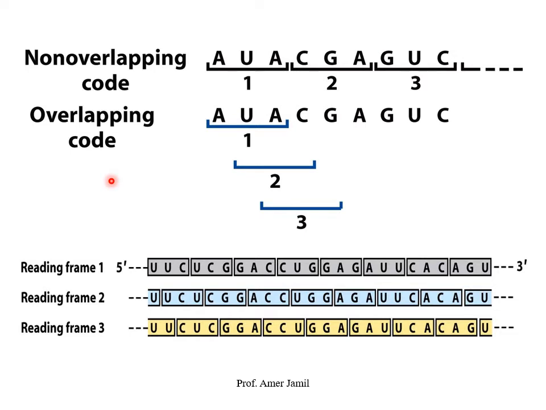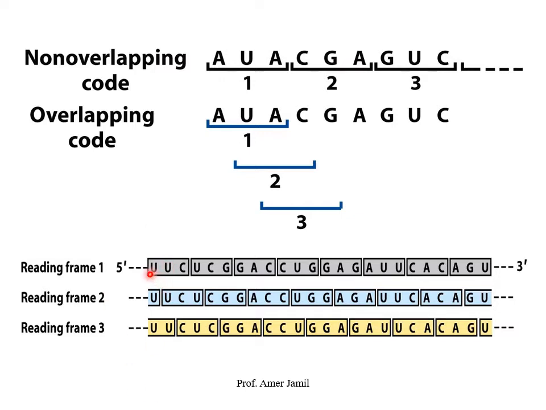Translation takes place using a certain reading frame, which is a sequence in the messenger RNA, and this sequence is composed of codons. Each codon contains 3 nucleotides, and each codon codes for one amino acid. So there is a probability as to which kind of reading frame can be used. Like here there are 3 reading frames. It depends on where the translation begins.